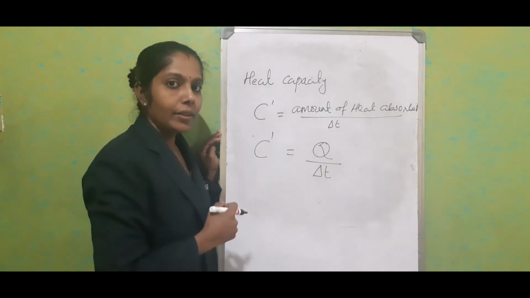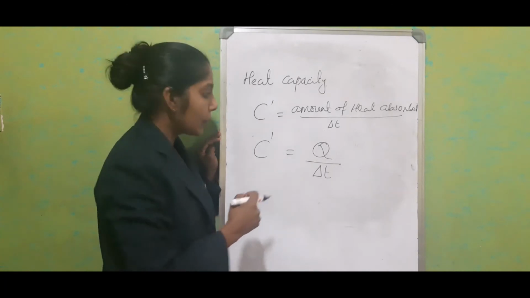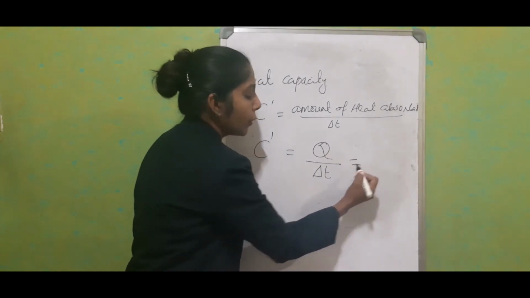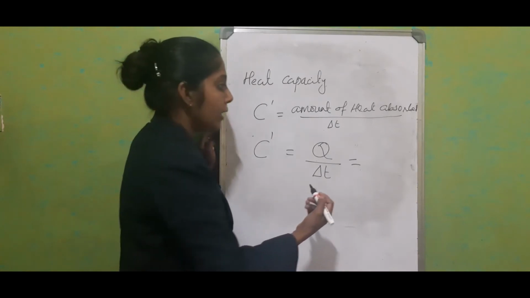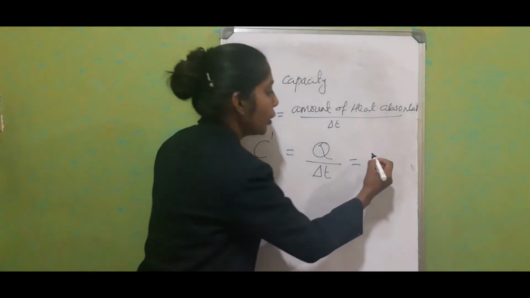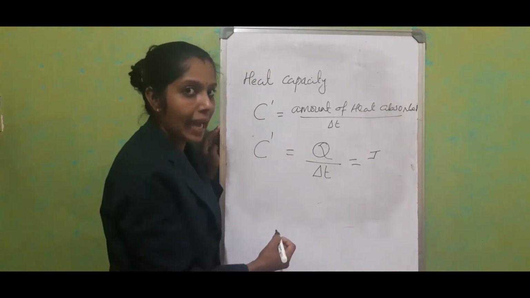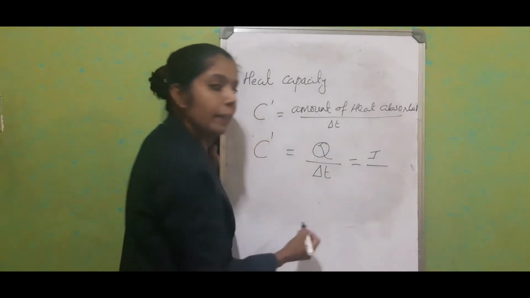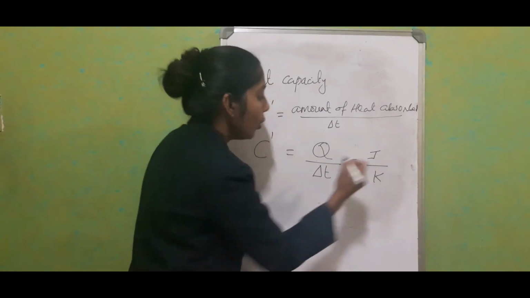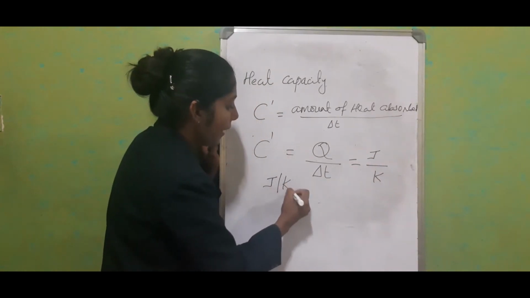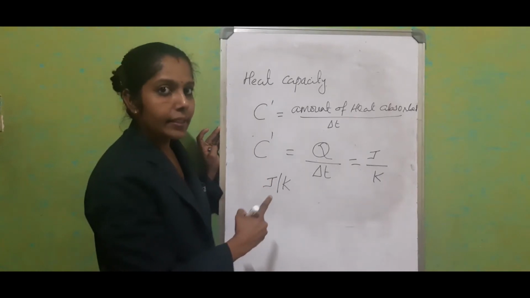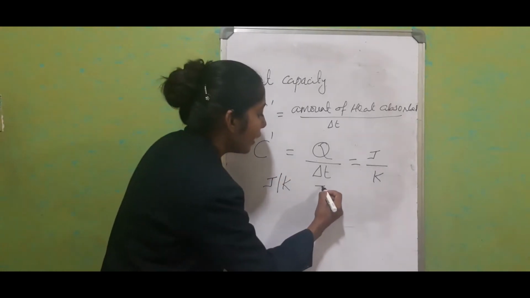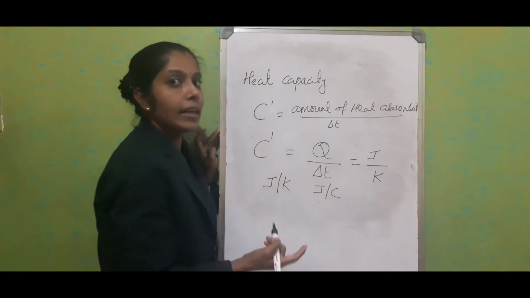Now shall we find out the unit of this one? What is the unit of Q? Heat energy is always represented as joule or calorie. Joule per Kelvin is the SI unit of heat capacity, or else we can write it as joule per Celsius.